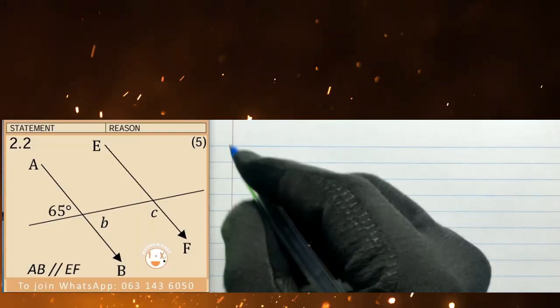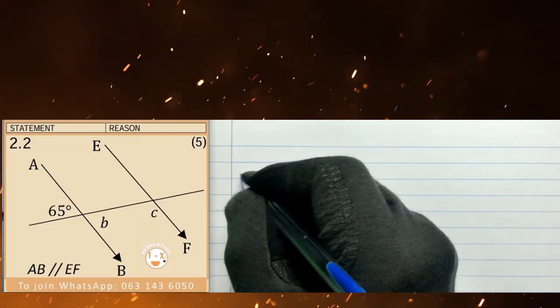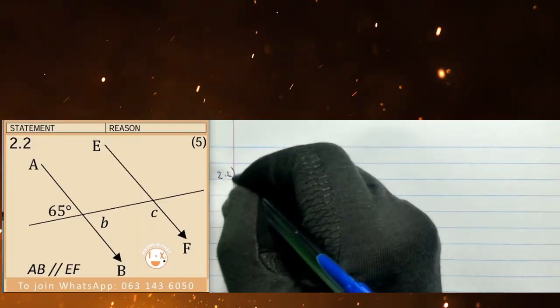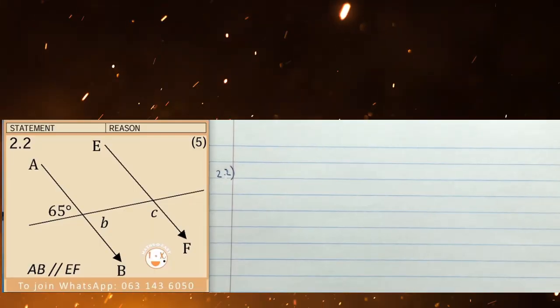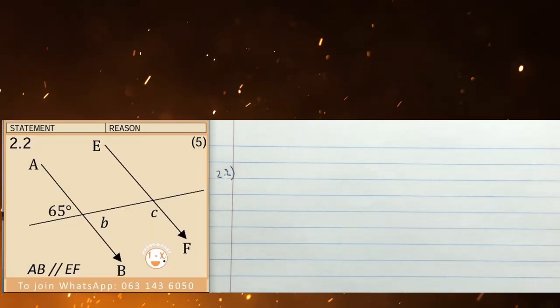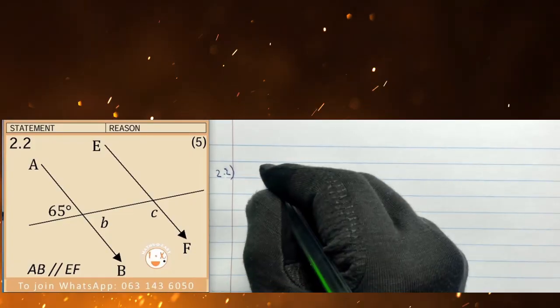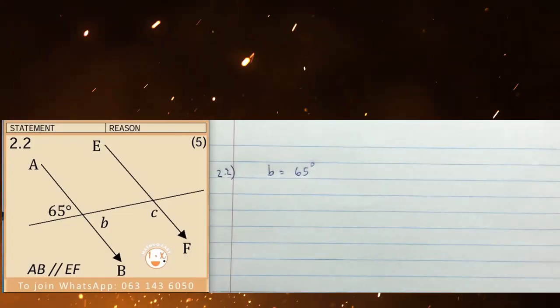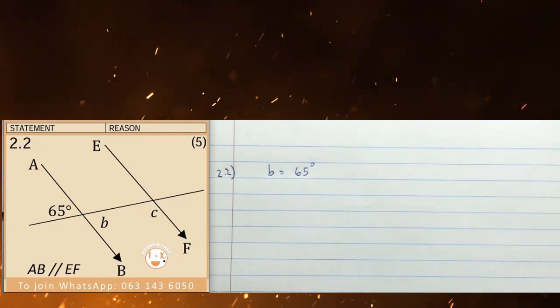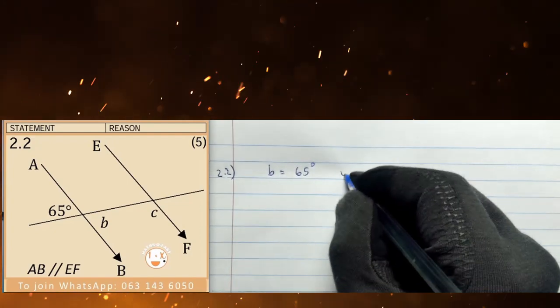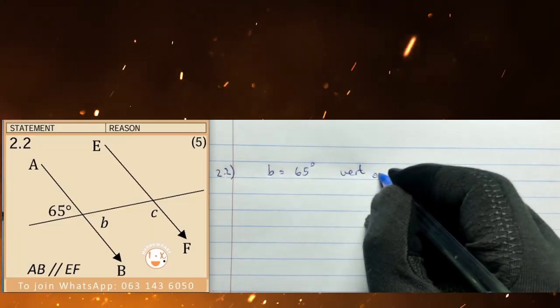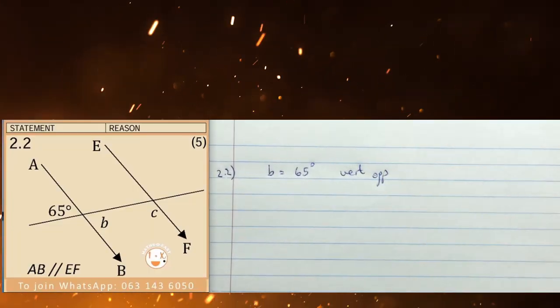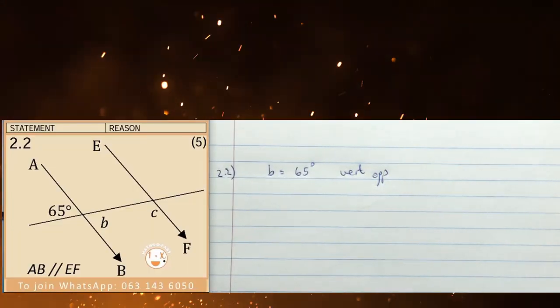So for this one, it's 2.2, your booklet would have those numbers, and you'd simply say that B is equal to what? B is equal to 65 degrees. What is that all about? It is about vertically opposite angles. Okay. Then what about C?